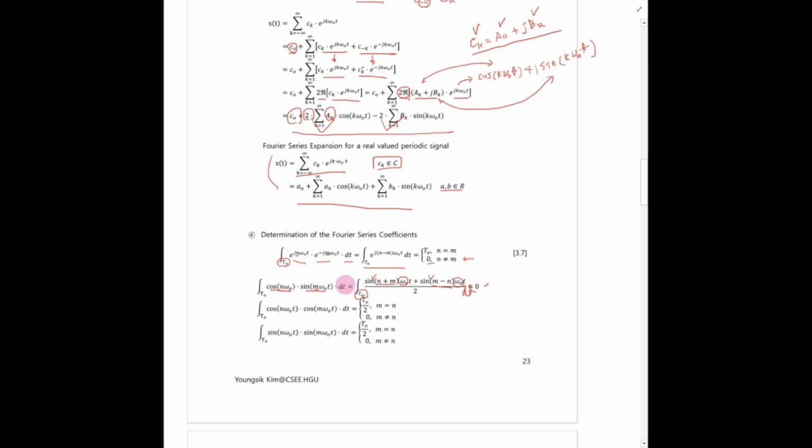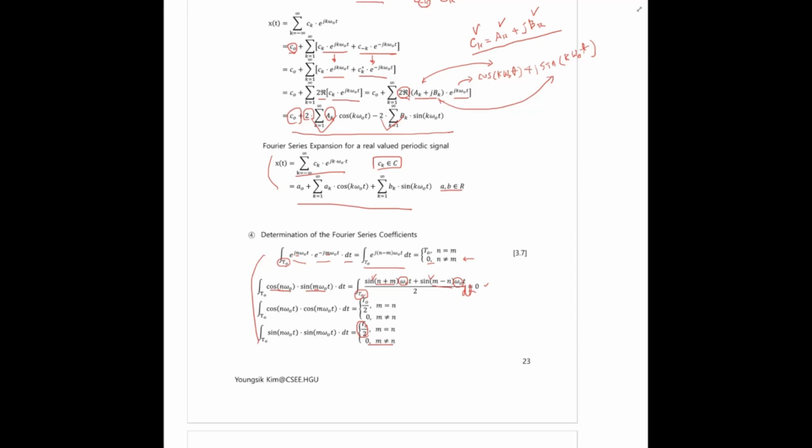For cosine times cosine, if n and m are equal, it becomes T0 over 2. But if n is not equal to m, it is orthogonal. It's the same for sine: sin(nω0t) and sin(mω0t) are orthogonal if m is not equal to n, but if m equals n, the sine or cosine squared gives T0 over 2. So this proves the orthogonality of the dot product between the sinusoidal functions.